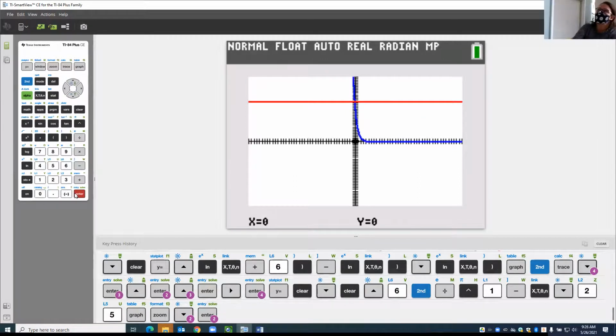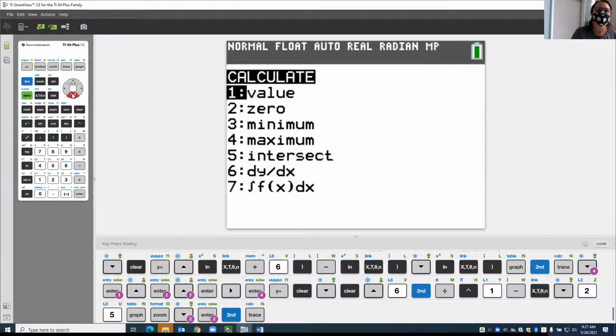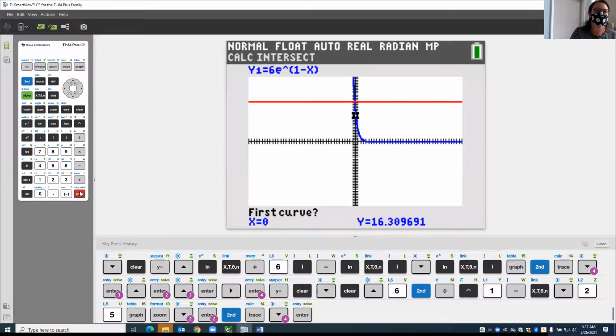And so if you look at that, we cannot really see very clearly what our intersection is, but our calculator can calculate it for us. So we can press second and trace and then go down to where it says intersect. And then it's going to ask you for your first curve, you just press enter. Second curve, you press enter. Guess, you press enter, and it's going to give you your intersection, which is the same as what we just found algebraically.